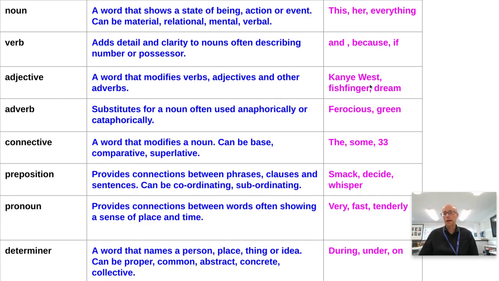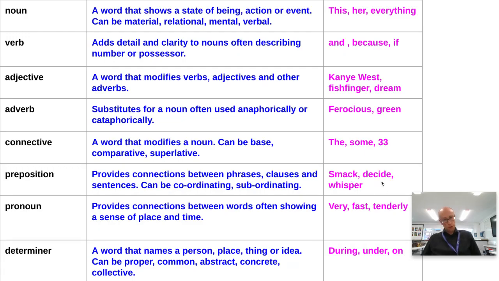Here we've got a whole bunch of nouns. That's a proper noun, that's a common noun, that's an abstract noun. We have a couple of adjectives over here. Here we've got our determiners. We've got the definite article over here. We've got a quantifier, 33, over there. Here we've got three verbs. We've got a material verb, smack.